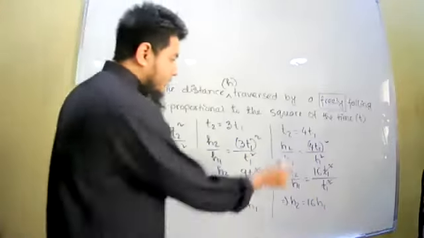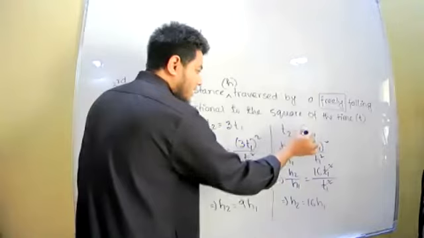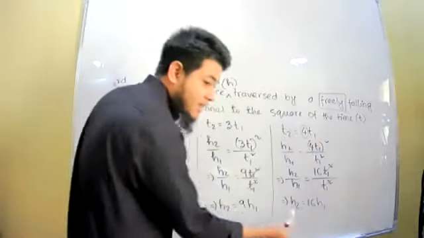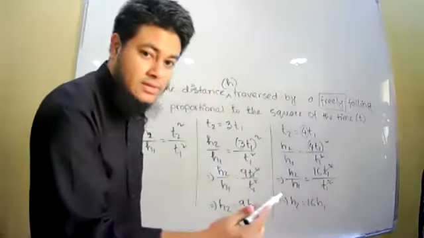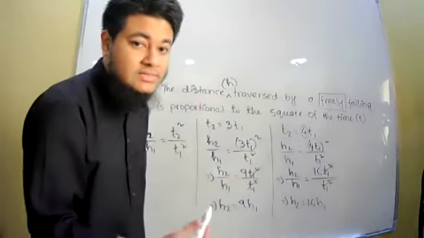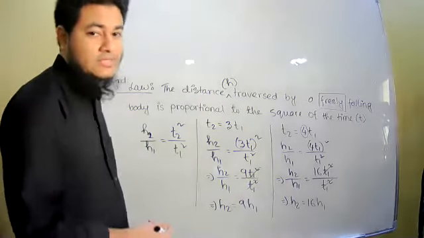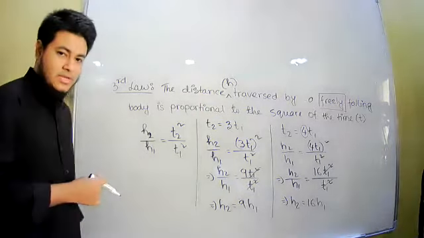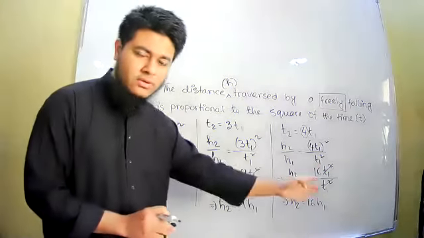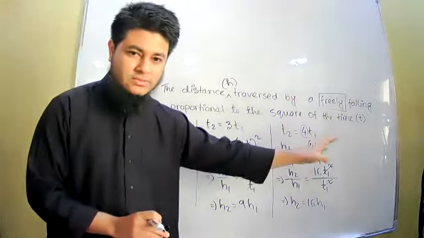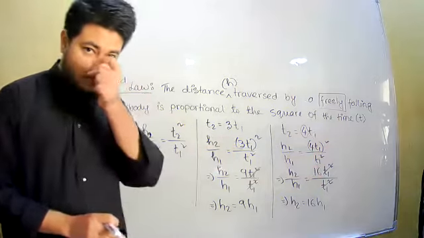So as you can see, when the time has become 4 times, the covered distance has become the square of that. That means 4 square is 16, so it has become 16 times. Is it clear now? Should I show it for when the time becomes 5 times? No need, sir. I understood.